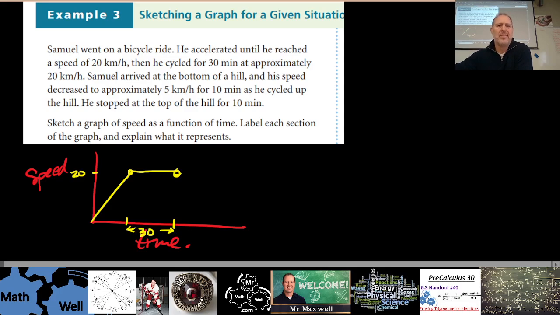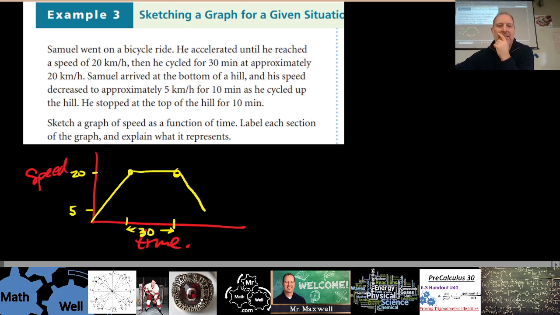Okay. He arrived at the bottom of the hill and his speed decreased to approximately 5 kilometers an hour for 10 minutes. So we got to go down to 5, for 10 minutes as he cycled up the hill.